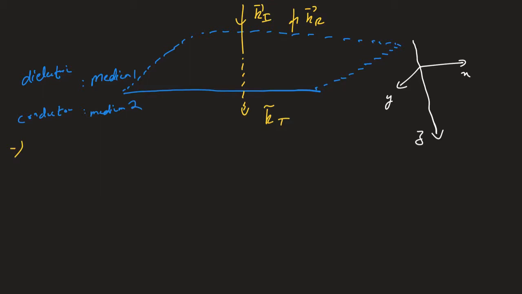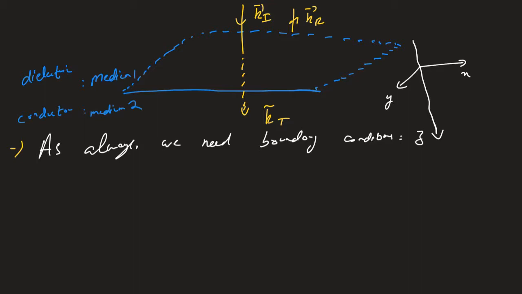So, as always, we need boundary conditions. We need to know how the electric field above and below and how the B field above and below behaves. So let's start with our Maxwell equations.